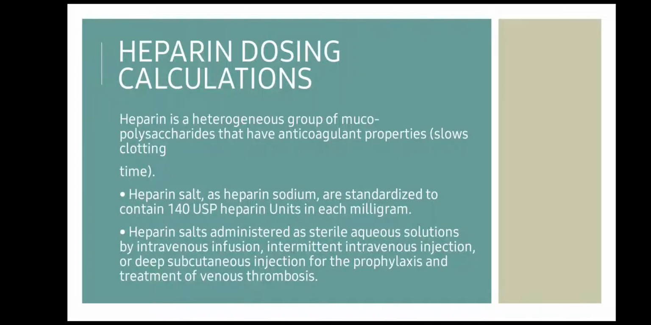Topic natin, heparin dosing calculations. Heparin is a heterogeneous group of mucopolysaccharides that have anticoagulant properties which slows the clotting time. Heparin salt or heparin sodium are standardized to contain 140 USP heparin units in each milligram.